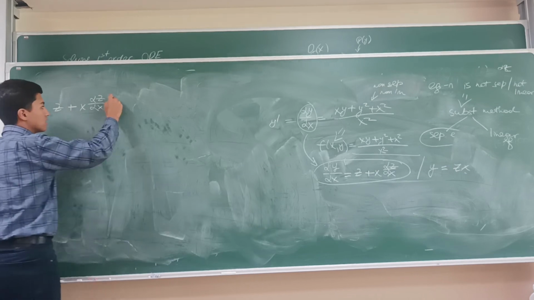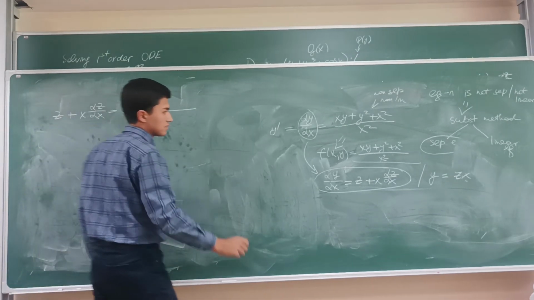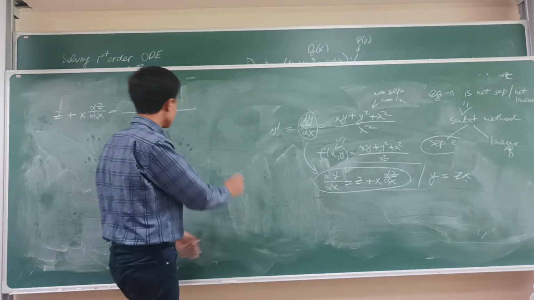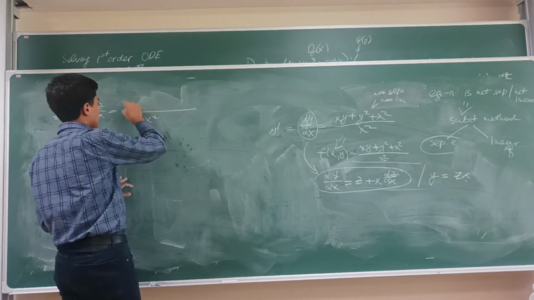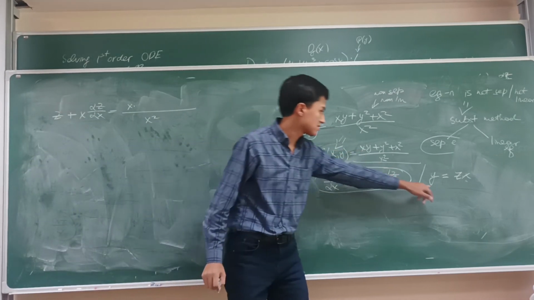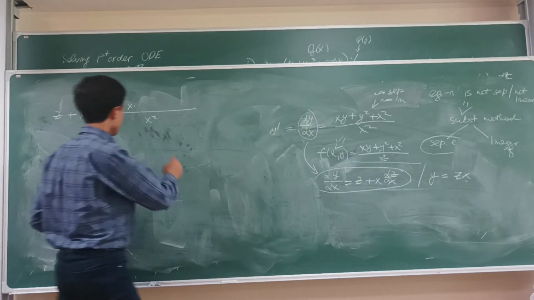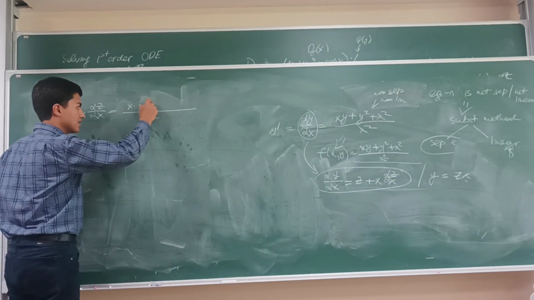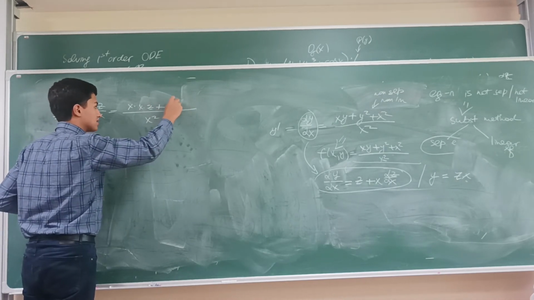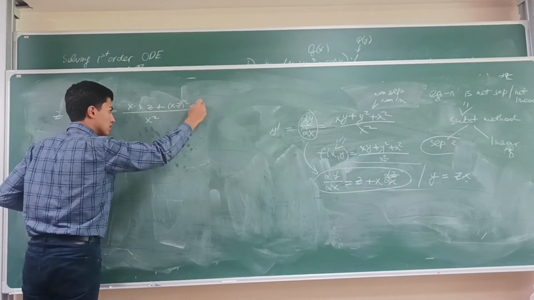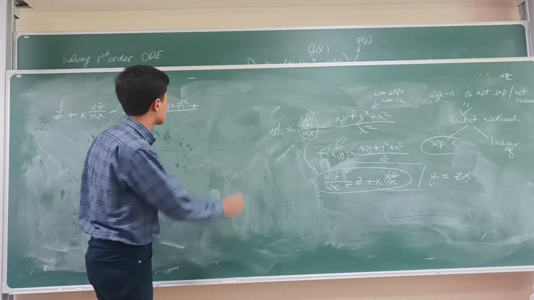So instead of x, we write just x, and instead of y, you write this zx. So it's going to be xz plus, instead of y squared, you write xz squared, and plus x squared.